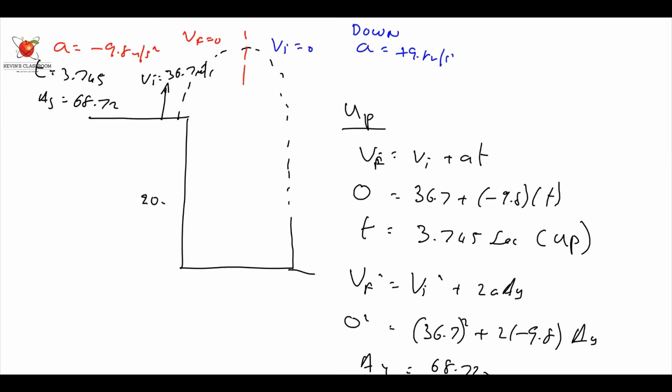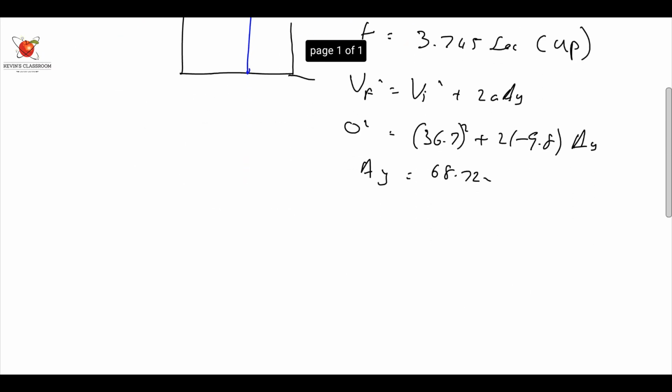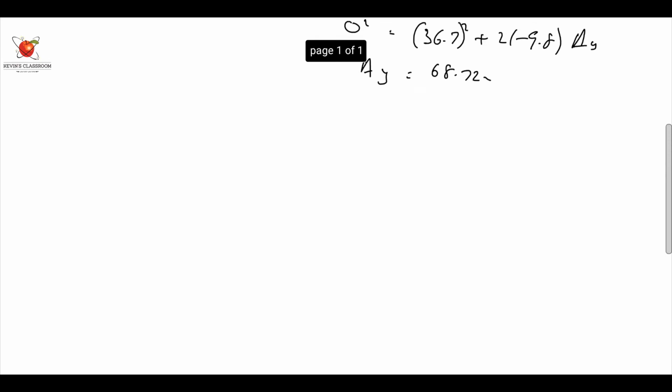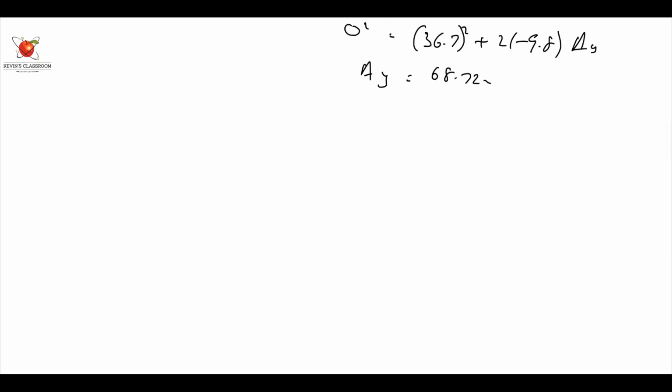Now I can go to the downside. How high is this now? Because they've asked me for time of flight, I want time up and time down. How high is it? It's 68.72 plus 20, which is 88.72 meters. Now I need to find the time it took to fall that distance.